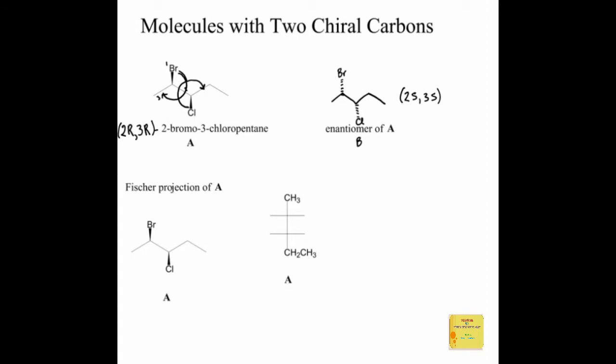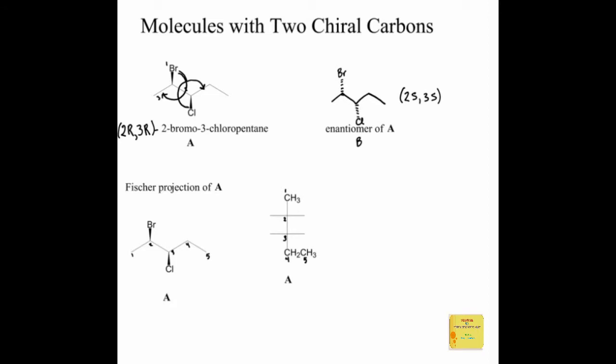How about the Fischer projection of A? If I want to do the Fischer projection, we have again our carbon chain. Let's number it so we can get oriented: 1, 2, 3, 4, 5 carbons. So we have a methyl group, and then carbons 2 and 3 are both chiral centers. So our Fischer projection now has two horizontal lines. In fact, Fischer projections are ideal for drawing molecules with multiple chiral centers because it's greatly simplified in this format.